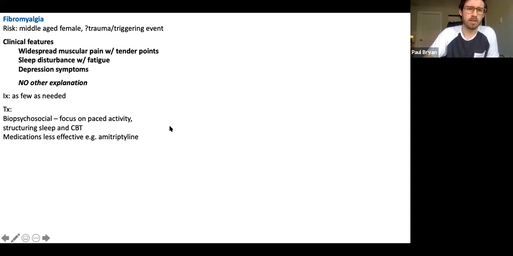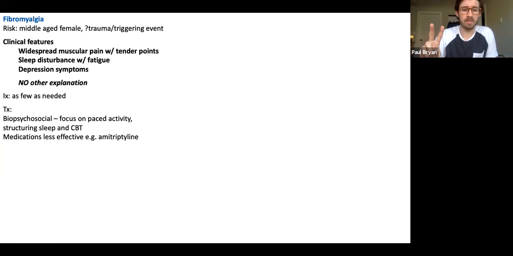So this is commonly a middle-aged female. It's a chronic pain syndrome. There's 3 clinical features: widespread muscular pain with tender points, right? Doesn't really matter what the distribution is. They'll complain about many different characteristics of the pain. It doesn't matter. It's just widespread pain that's tender.